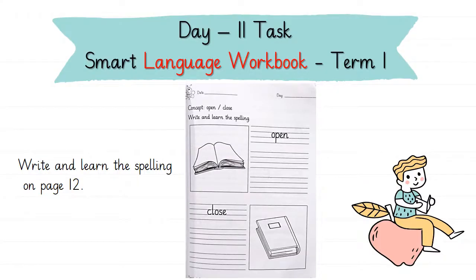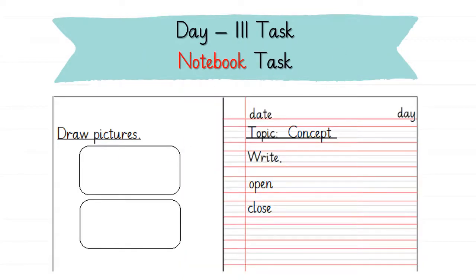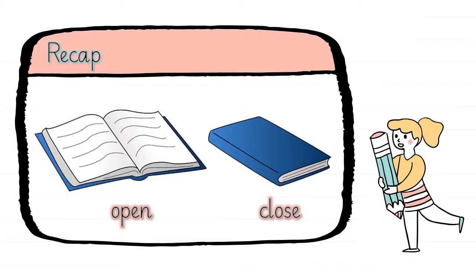This is your day 2 task. This task should be done in your Smart Language workbook. On page 12, you need to write and learn the spelling of open and close. This is your day 3 task. This task should be done in your notebook. You need to write open and close, and you need to also make the relevant pictures. Best of luck, everyone.